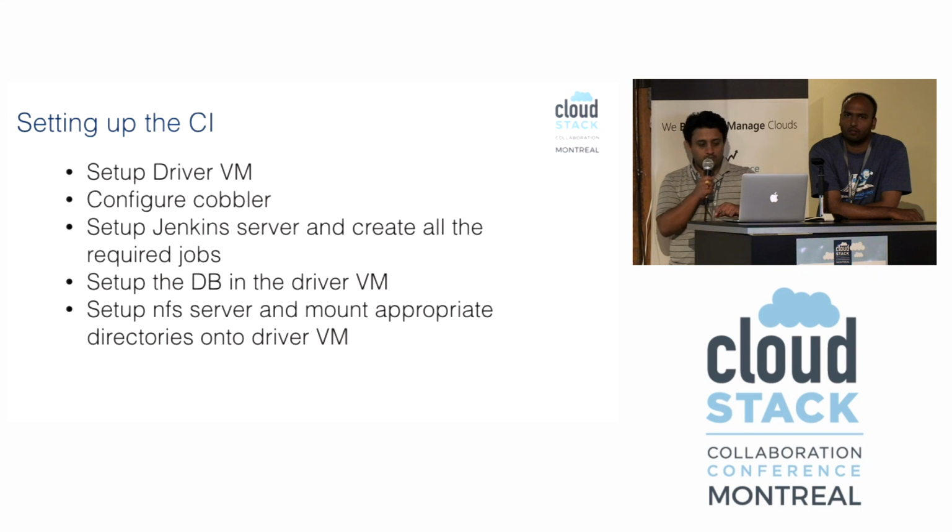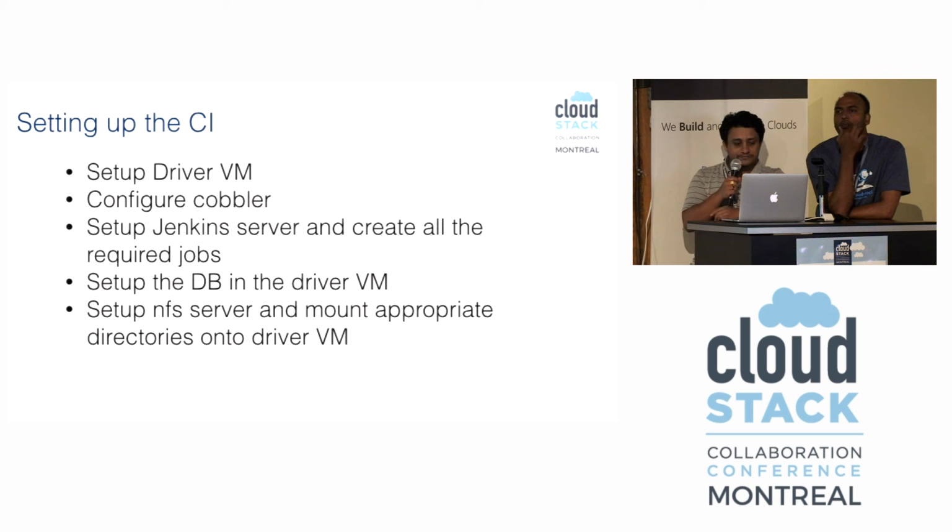So what do we need to set up this particular CI? Currently it's not automated. We need to create a driver VM from one of the templates, then configure the cobbler server on the driver VM, and set up a Jenkins. We have XML files to describe the jobs that are required. You can modify them slightly as required, and then populate these jobs into the Jenkins server.